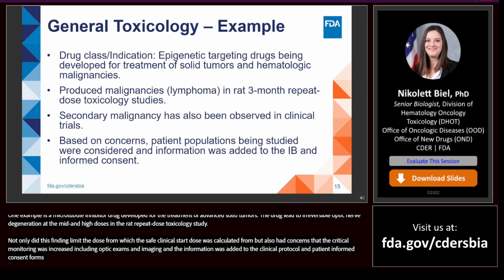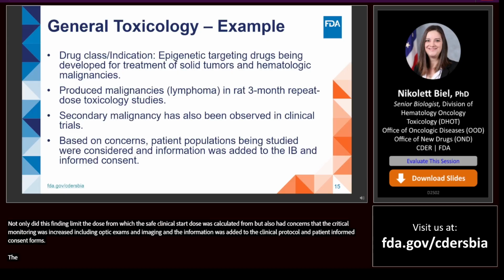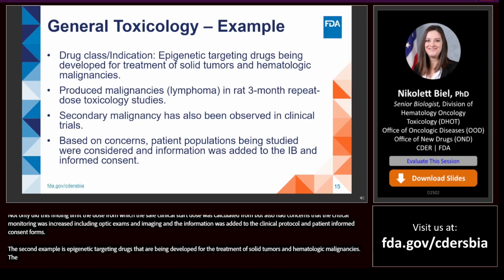The second example is epigenetic targeting drugs that are being developed for the treatment of solid tumors and hematologic malignancies. The drugs led to malignancies or lymphoma in rat 3-month repeat dose toxicology studies. The secondary malignancy has also been observed in clinical trials.